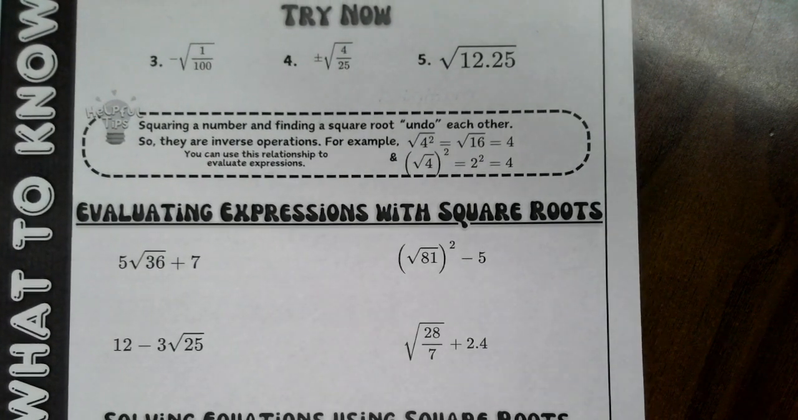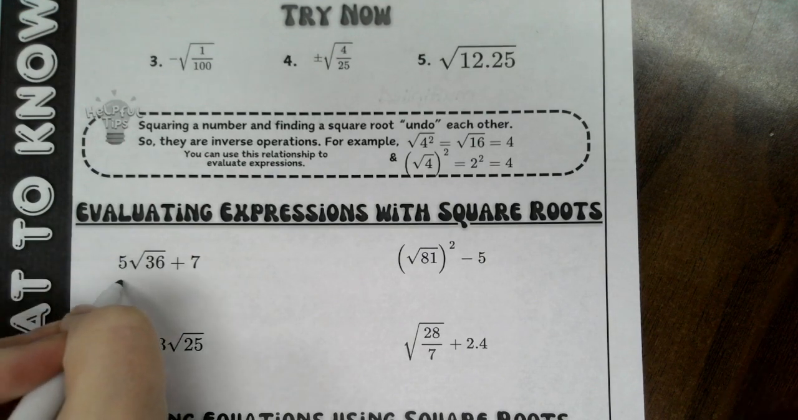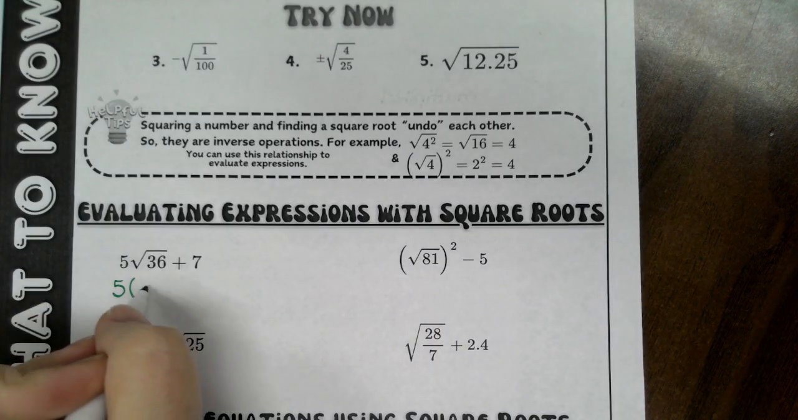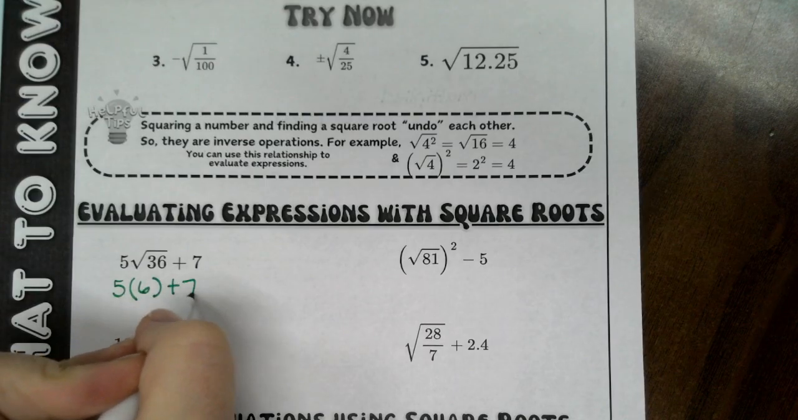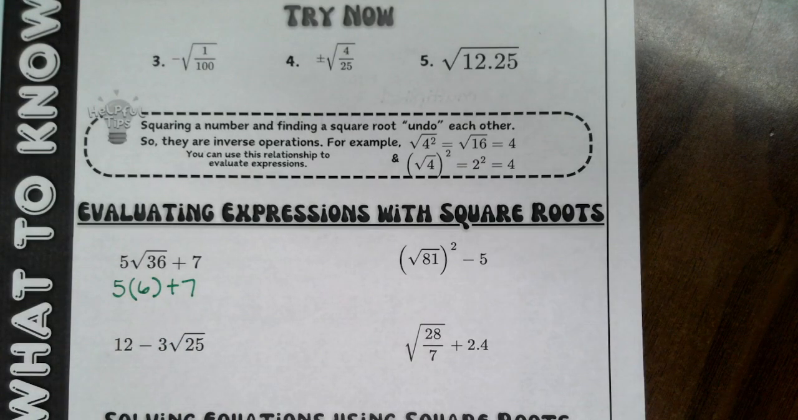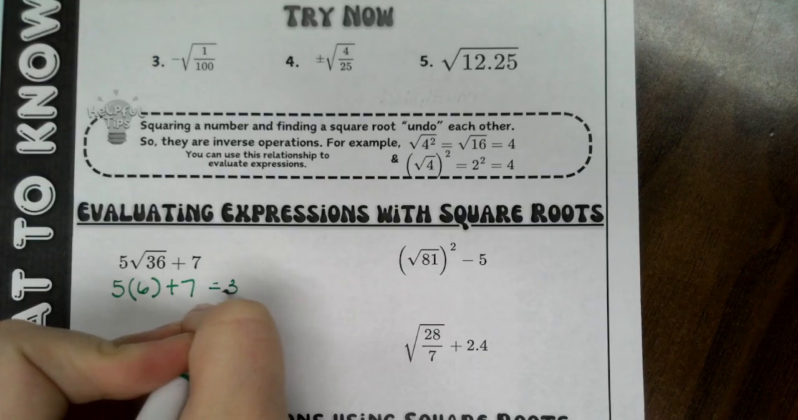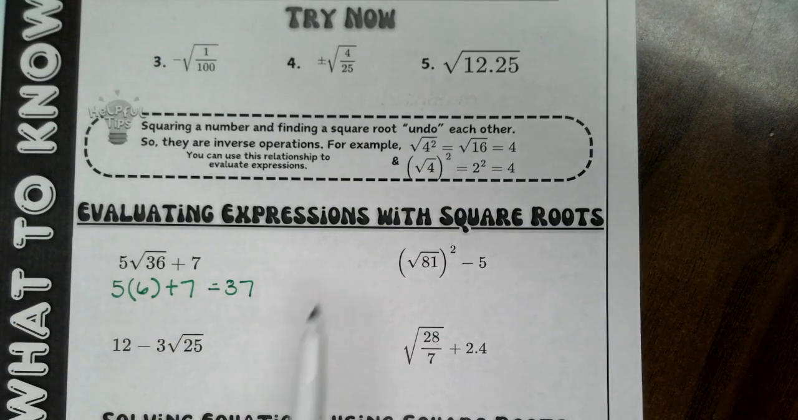All right, so evaluating expressions with square roots. This is something that you're going to work on your own, but I'm going to give you some help on this first one. Here is our expression: 5 times the square root of 36 plus 7. So I'm going to go 5 times, what is the square root of 36? Well, I know 6 times 6 is 36, so the square root of 36 is 6, plus 7. So 5 times 6, what is that? That is 30 plus 7. My answer is 37.